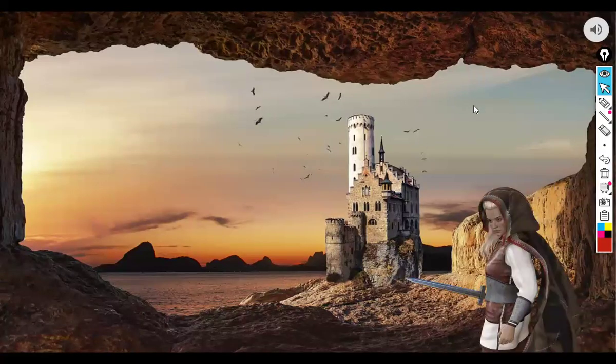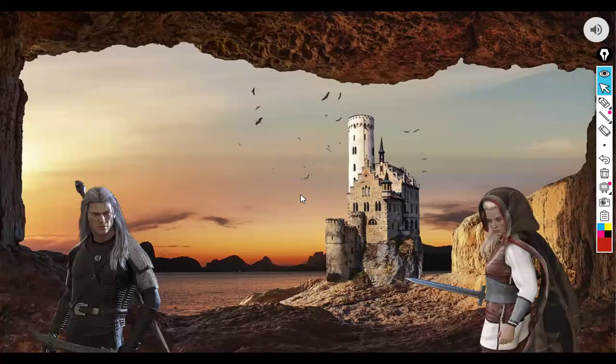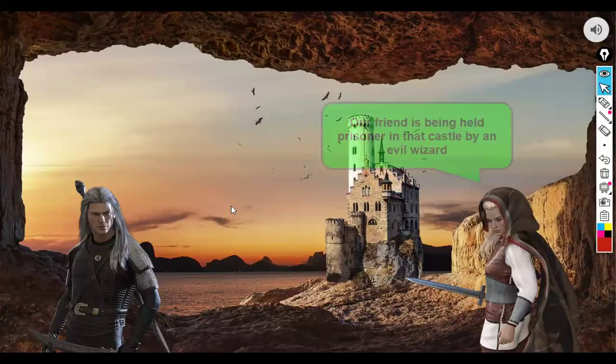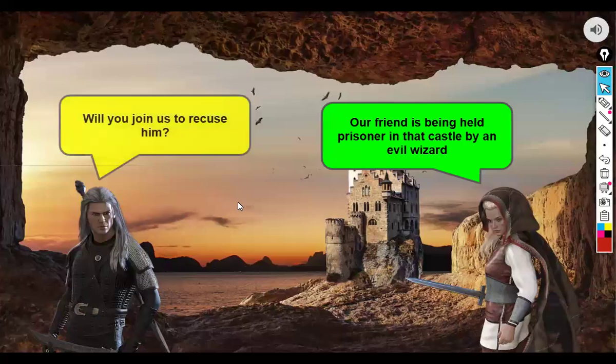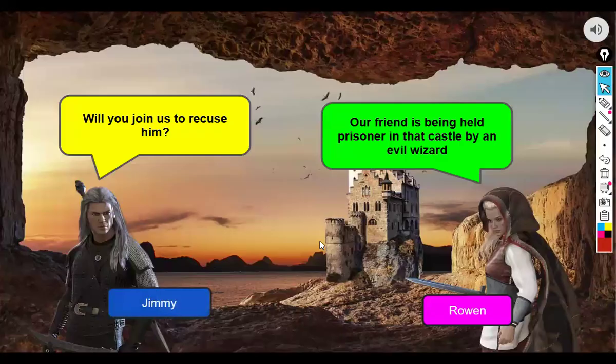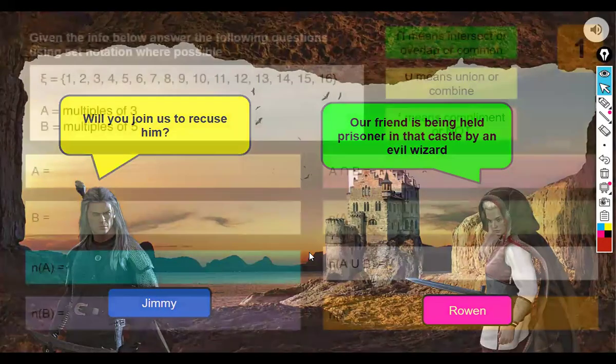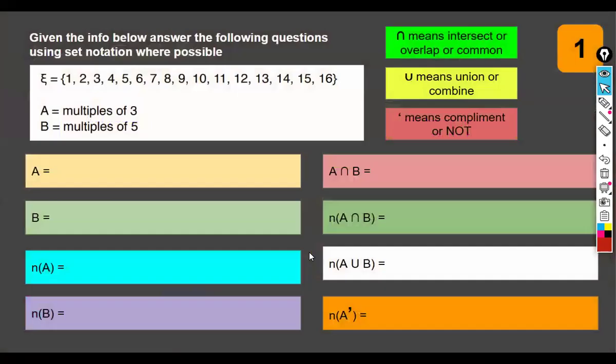It all starts with a castle and an evil wizard. And these two people here, their friend has been taken prisoner in that castle by the evil wizard. So naturally, they want to rescue their friend. So they go to the castle and try to figure out what's going on in that castle. Okay? Not the most original storyline, but like I said, this is Jimmy and Rowan, and you're going to the castle. And we'll see what happens when you reach the castle.